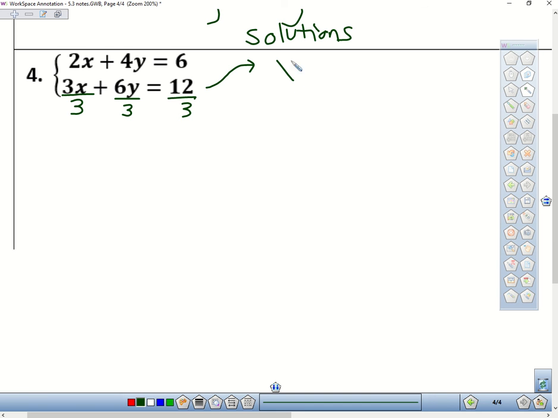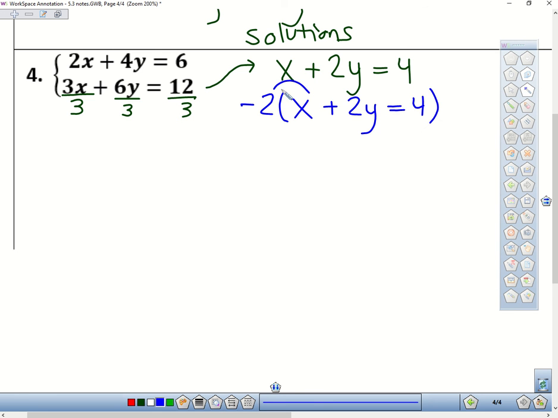When we do that, we get x plus 2y is equal to 4. So now that we have that, what could I then multiply this equation by to get it to cancel out with the first one? Not 2, but negative 2. So we're going to multiply this equation by negative 2. Distribute. You get negative 2x minus 4y is equal to negative 8.